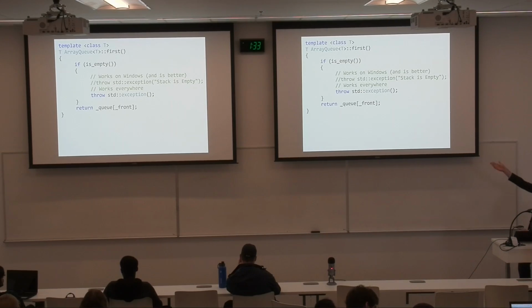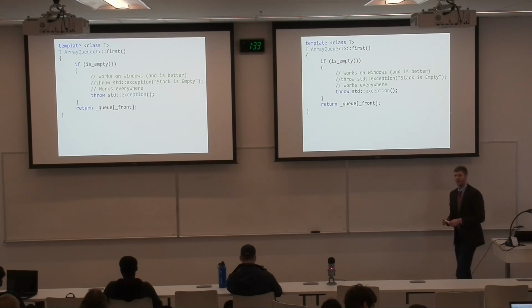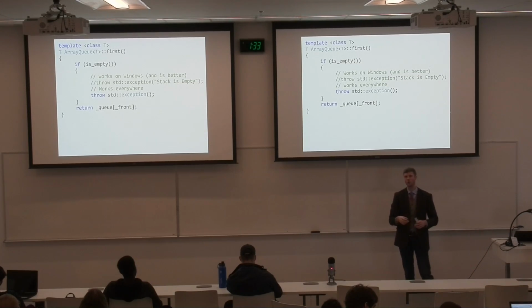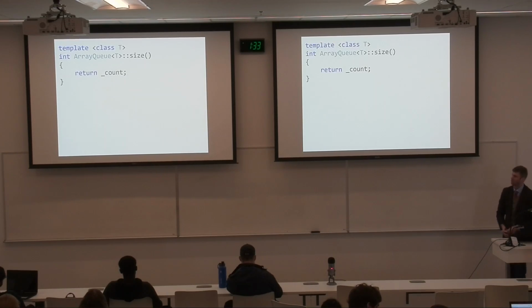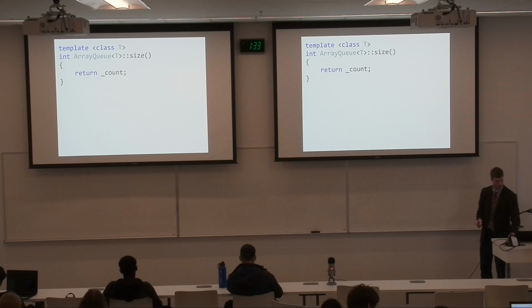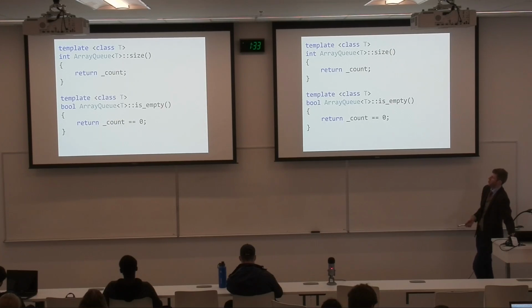For peek, we'll just return the thing at the front. We don't have to do anything extra fancy other than the exception. We're not actually removing the front at that time, we're just looking at the front. Size, return count. Is empty, return if count is 0. Yeah, that's it. That's the array queue.